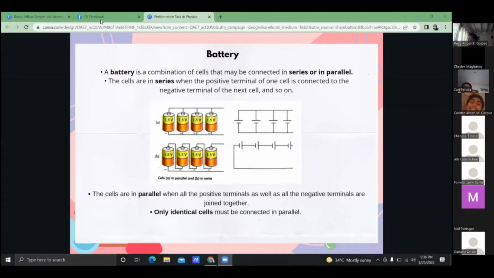So in this part of our presentation, we will talk about battery. First, what is a battery? A battery is a combination of cells that may be connected in series or in parallel. The cells are in series when the positive terminal of one cell is connected to the negative terminal of the next cell, and so on. The cells are in parallel when all the positive terminals as well as all the negative terminals are joined together.